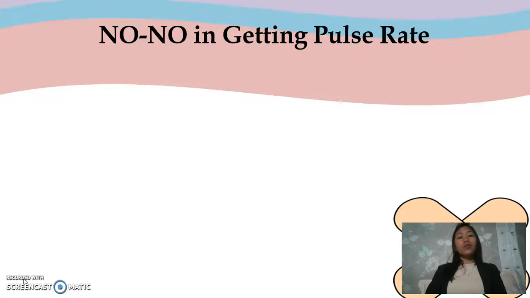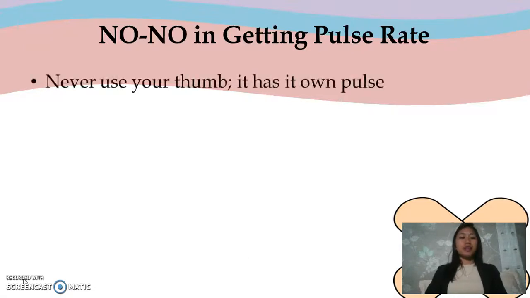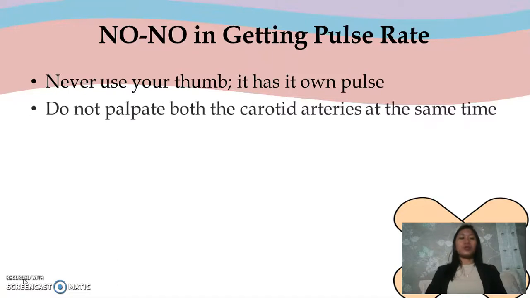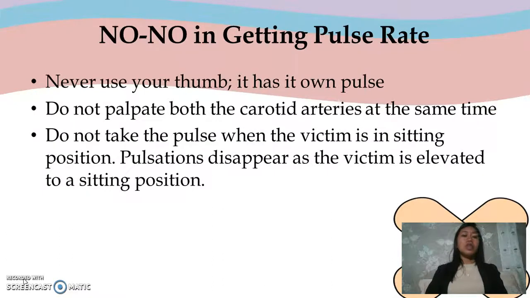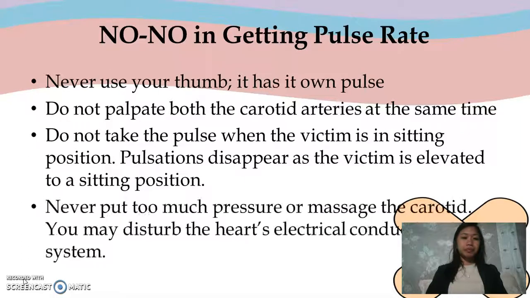There are dos and don'ts in getting the pulse rate. First, never use your thumb. It has its own pulse. Second, do not palpate both carotid arteries at the same time. Third, do not take the pulse when the victim is in a sitting position. Pulsations disappear as the victim is elevated to a sitting position. And fourth, never put too much pressure on or massage the carotid. You may disturb the heart's electrical conduction system.